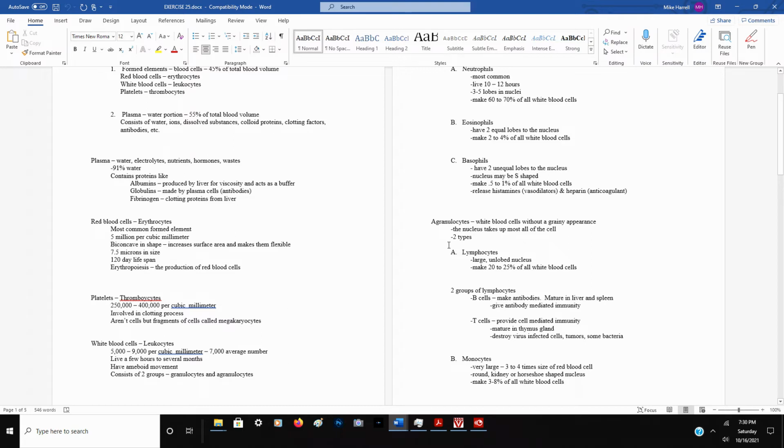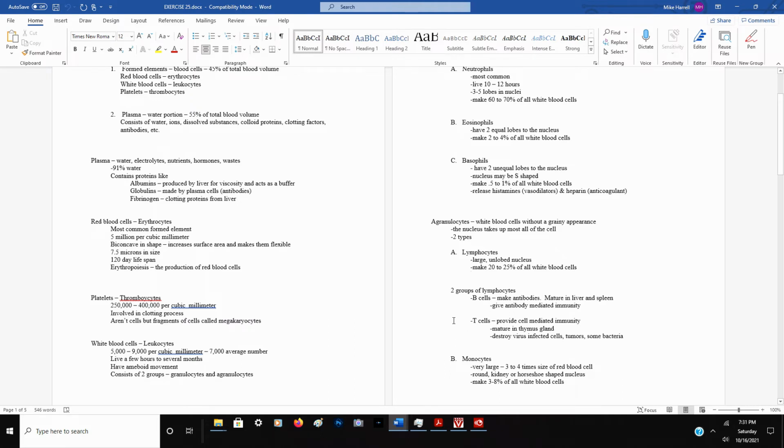So looking at our 2 non-grainy white blood cells, the first one mentioned here are lymphocytes. These are large, with a large unlobed nucleus. In other words, it looks about like a fried egg, but where the yellow only takes up most of the space in a fried egg, the nucleus takes up practically all of the cell when you look inside a lymphocyte. These will generally make up 20 to 25% of the white blood cells, and they come in 2 major groups, B cells and T cells. So those are just 2 types of lymphocytes.